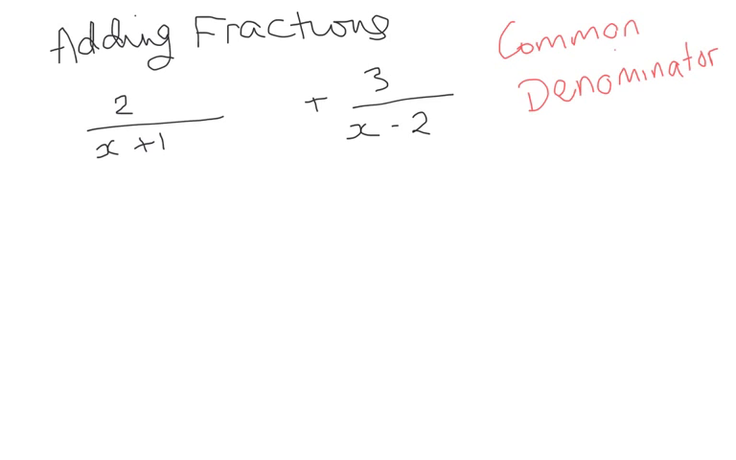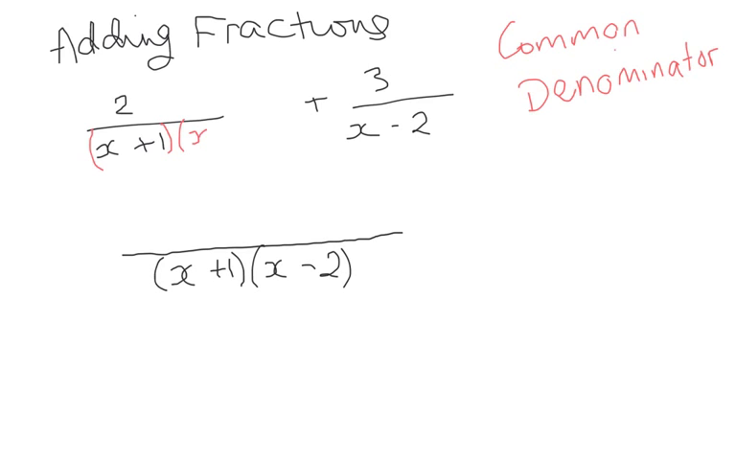We look at the denominators that we have, x plus 1 and x subtract 2. We multiply these to give a common denominator, x plus 1 times x subtract 2. Take the first fraction, 2 over x plus 1. In order for this to have the denominator x plus 1 multiplied by x subtract 2, we've multiplied the denominator by x subtract 2. This means we multiply the numerator by x subtract 2 in order to keep the original fraction equivalent to 2 over x plus 1.